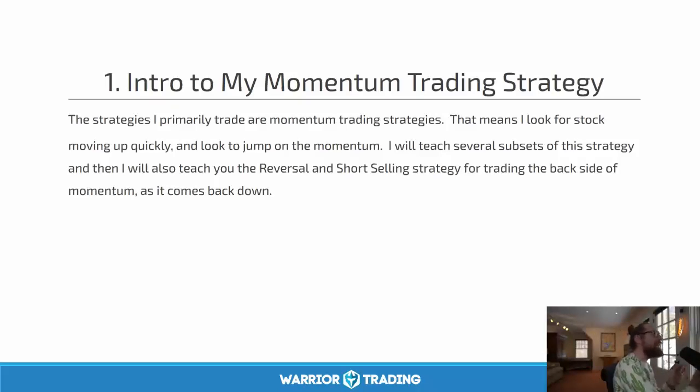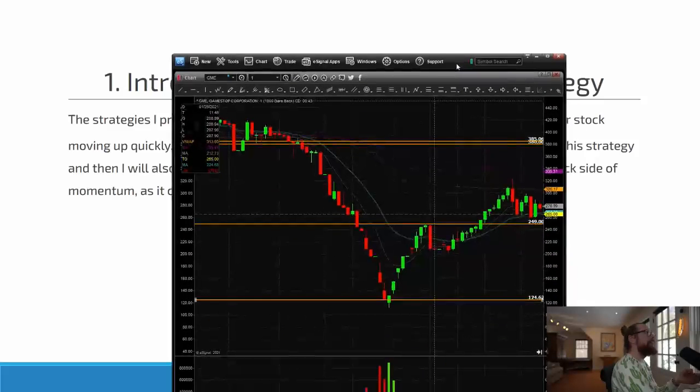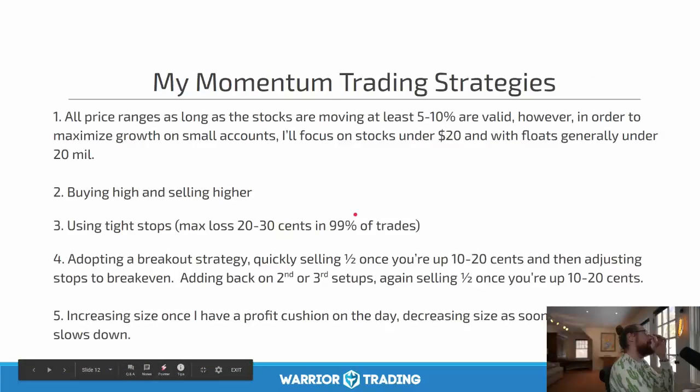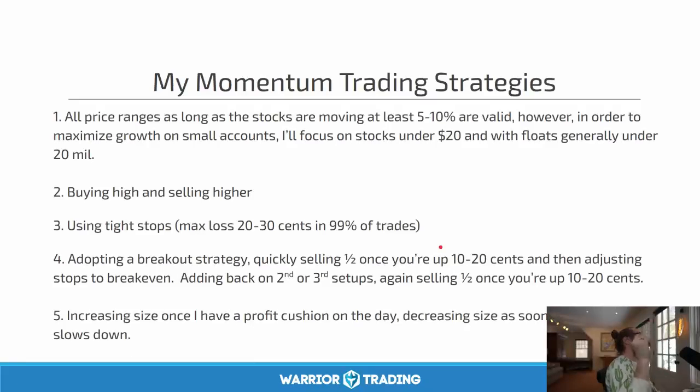I will teach you several subsets of this strategy, including the gap and go strategy, which is a subset specifically for trading the open. I'll talk about the ABCD pattern, the red to green move, the break of VWAP, the fade off VWAP, and the bounce off VWAP. There are a number of different strategies we're going to cover. Then we'll also talk about the reversal trades for catching opportunities like this, and some short selling strategies for trading the backside of momentum, as it starts to fade back down. So this is the high level of my momentum strategy.